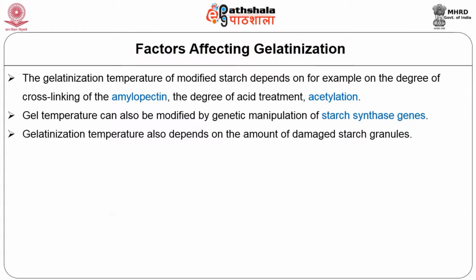Gelatinization temperature also depends on the amount of damaged starch granules. These will swell faster. Damaged starch can be produced, for example, during the wheat milling process or when drying the starch cake in the starch plant. There is an inverse relationship or correlation between gelatinization temperature and glycemic index.